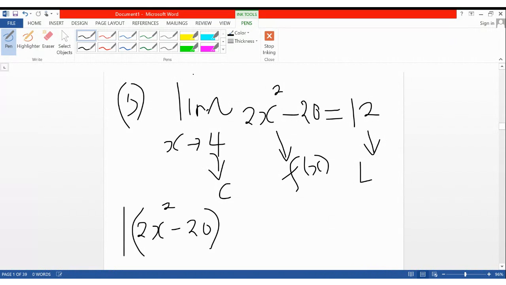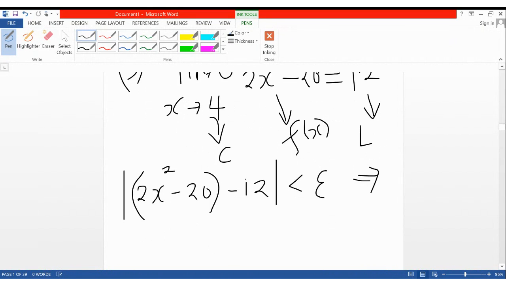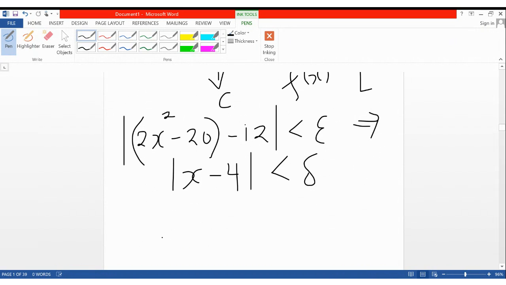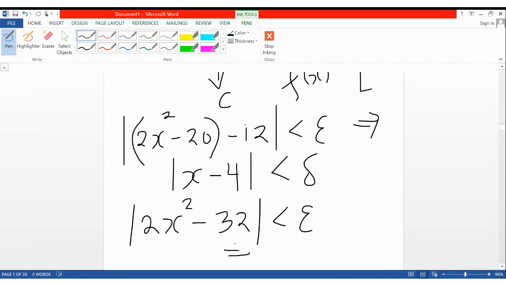It's less than epsilon whenever what? Whenever x minus c, that is x minus 4, is less than delta. So let us solve whatever that is here first of all. When you solve this one, you shall get negative 20 minus 12. That is negative 20. That is what? Negative 32. It's less than epsilon whenever x minus 4 is less than delta.